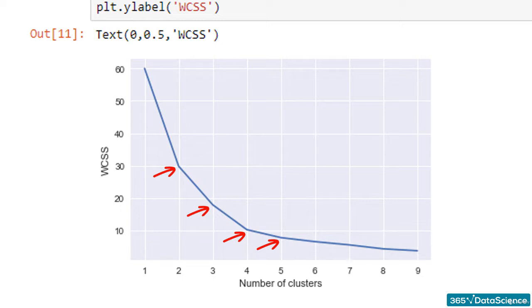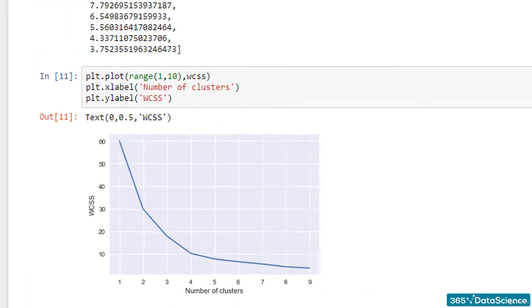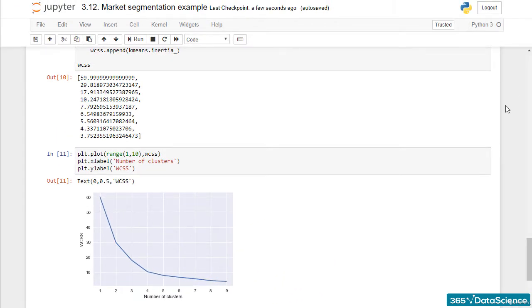Here's the limitation of the elbow method. We can see the change in WCSS with the increase in the number of clusters, but we don't really know which solution is the best one. All right, let's try 2 clusters.